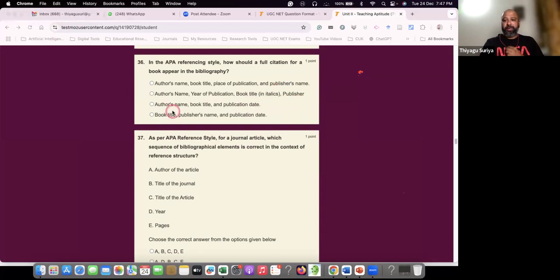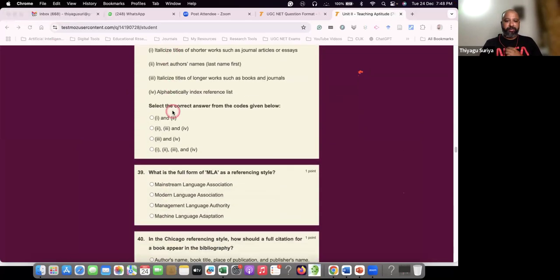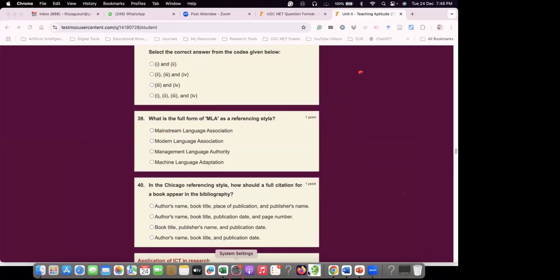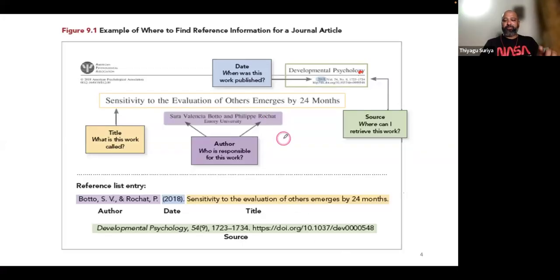Hope you are getting all this. What is the MLA? Modern Language Association. Hope you are getting this idea about this area. Can we move to the next area?